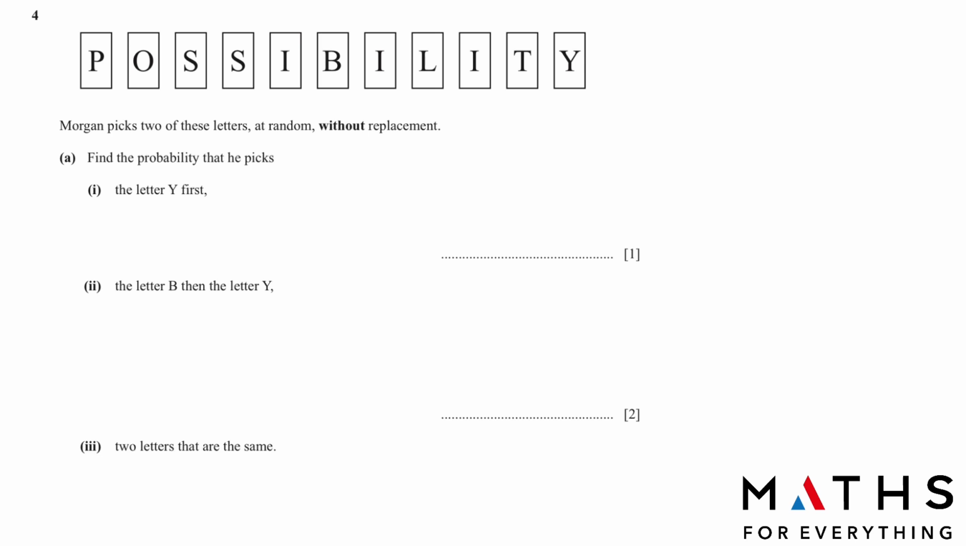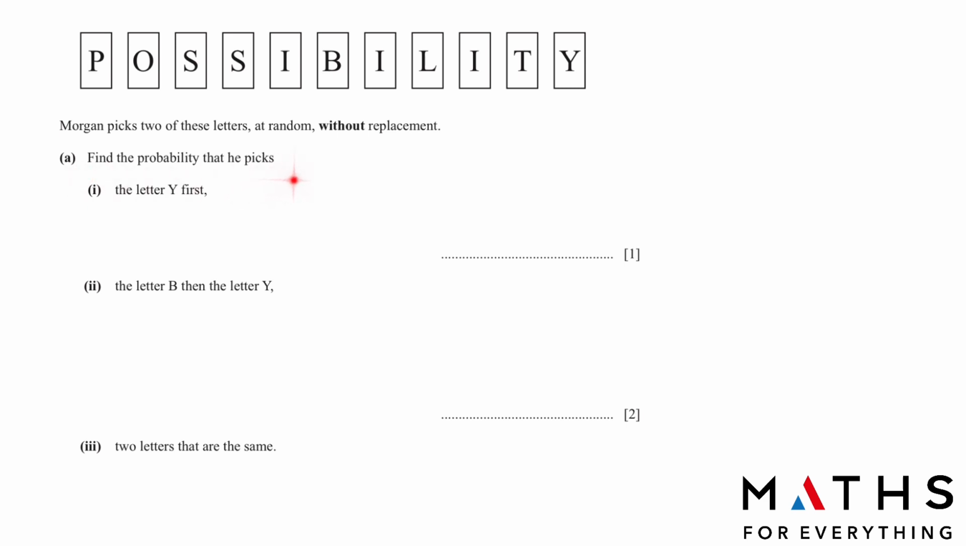Number 4, we have a probability question. We have been given a few letters and Morgan picks 2 of these letters at random without replacement. Without replacement means you pick up one and you do not put it back. When that is the case, your total number becomes less.